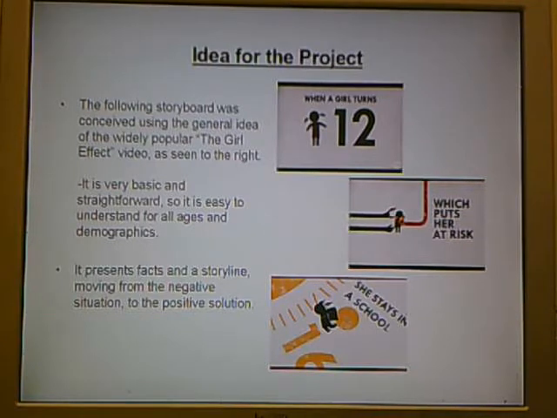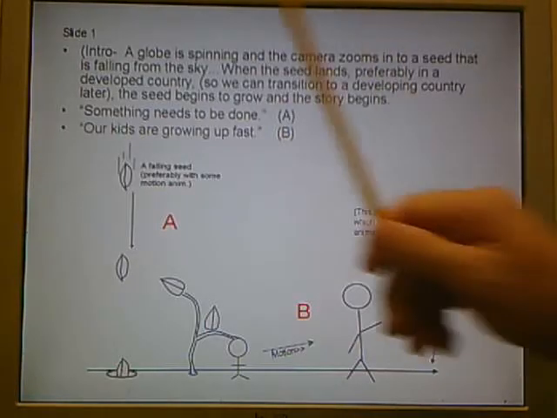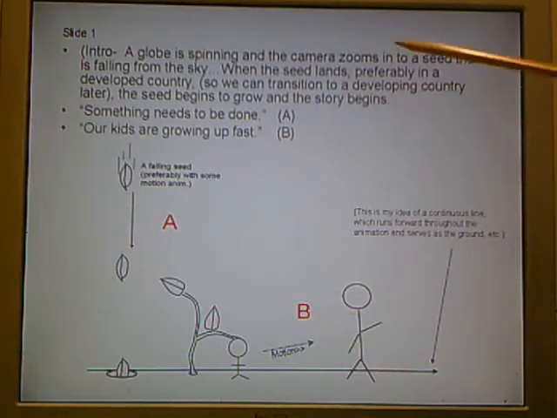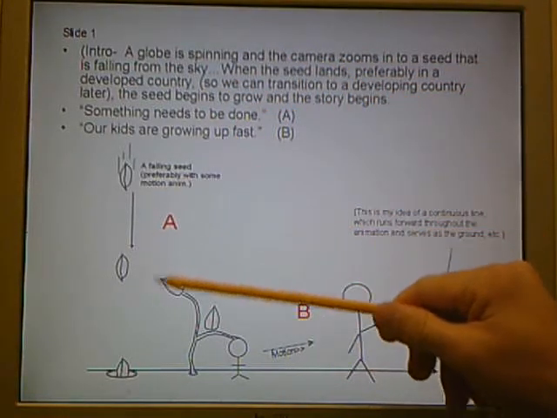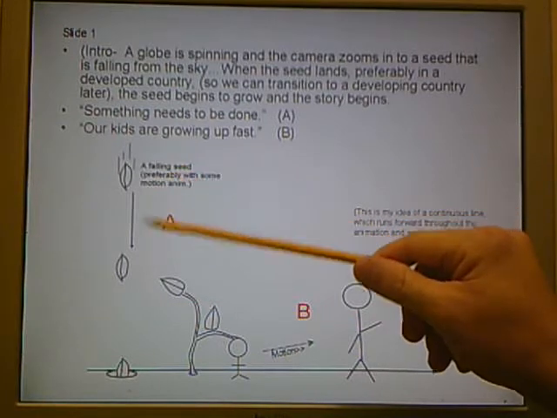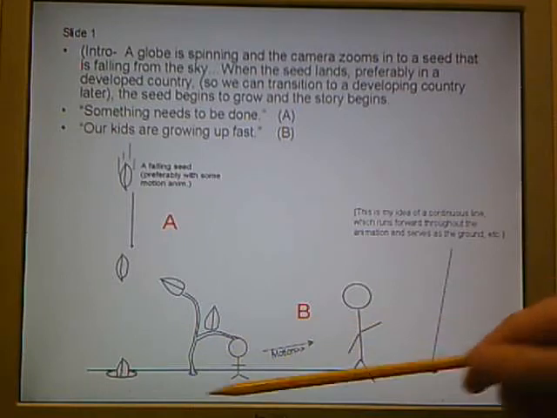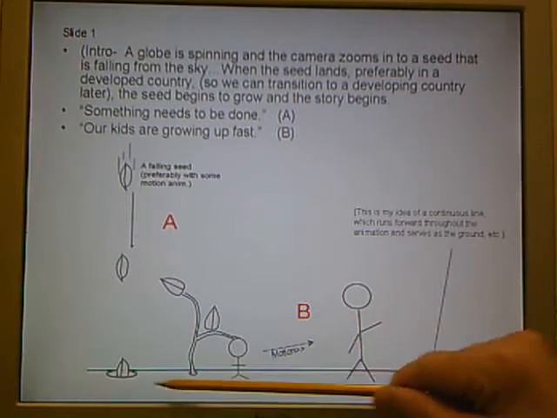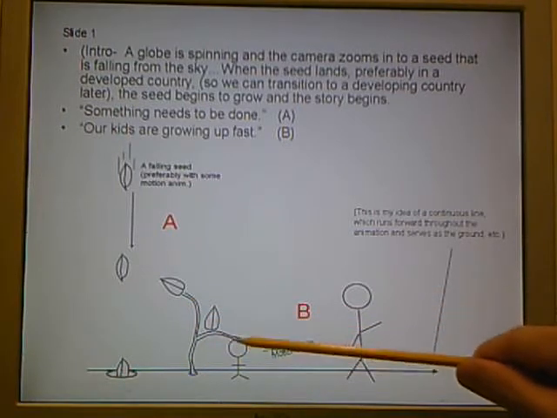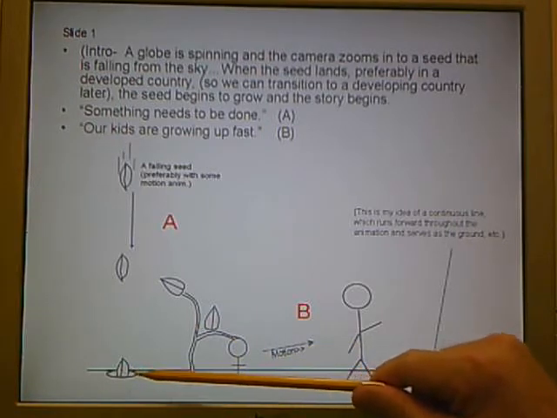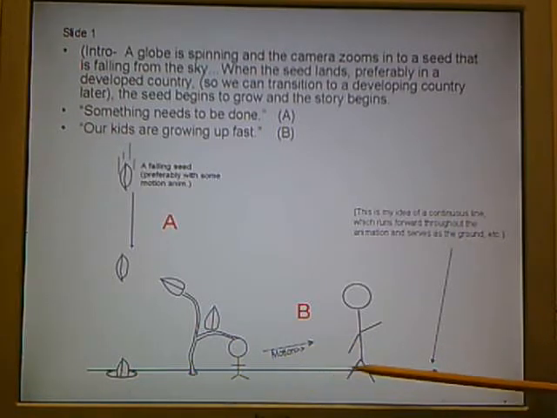And the intro, it'll start out with a globe spinning in the distance, and the camera zooms in to see that a seed's falling from the sky. Whenever the seed falls down, it's going to fall into a hole, and it's all going to be animated, so it's going to be continuous. When the seed falls into the hole, it's going to start to grow a plant, which is then going to produce a small child.